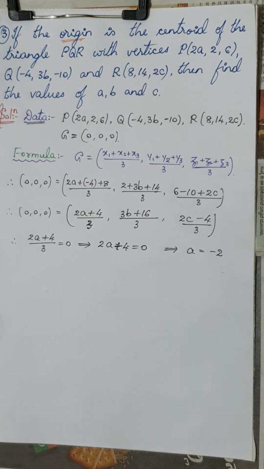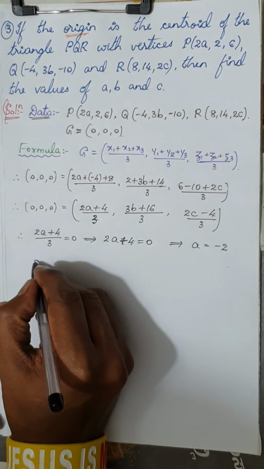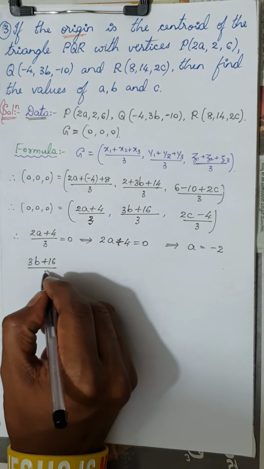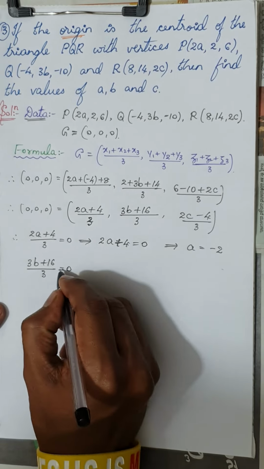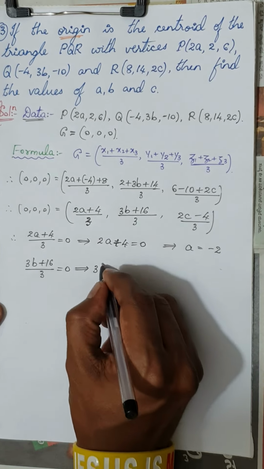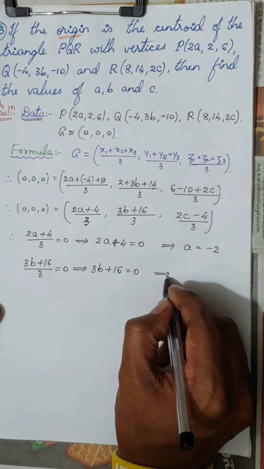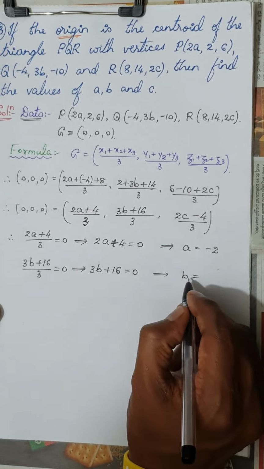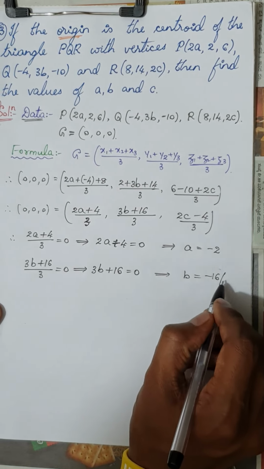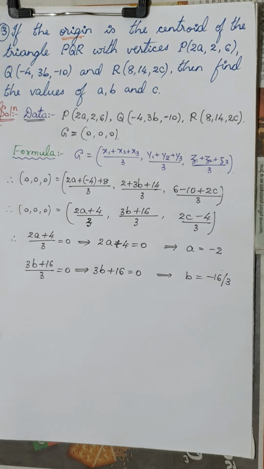It's a simple simplification. In the same way, let's take b1. 3b plus 16 divided by 3 is nothing but 0. Equate this. If you cross multiply by 3, you will get 3b plus 16 is equal to 0. So this will give me the value of b as minus 16 by 3, which does not divide evenly. So keep it as it is. The value of b is minus 16 divided by 3.